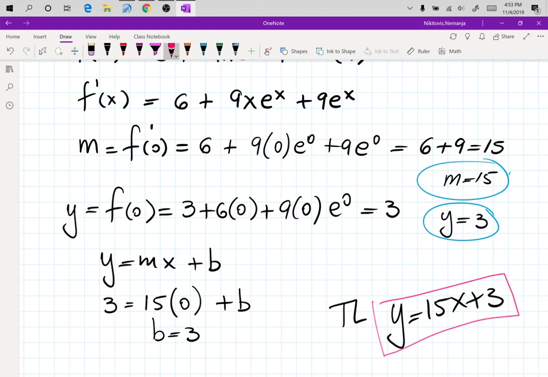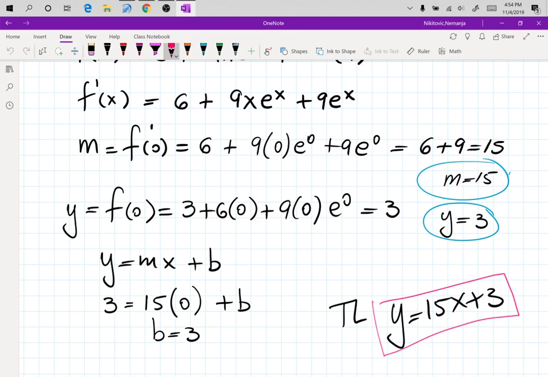This tangent line contained the product rule in the derivative. So a tangent line problem can involve basic derivatives, product rule, quotient rule, chain rule, implicit differentiation, logarithmic differentiation. So any type of differentiation can be here.